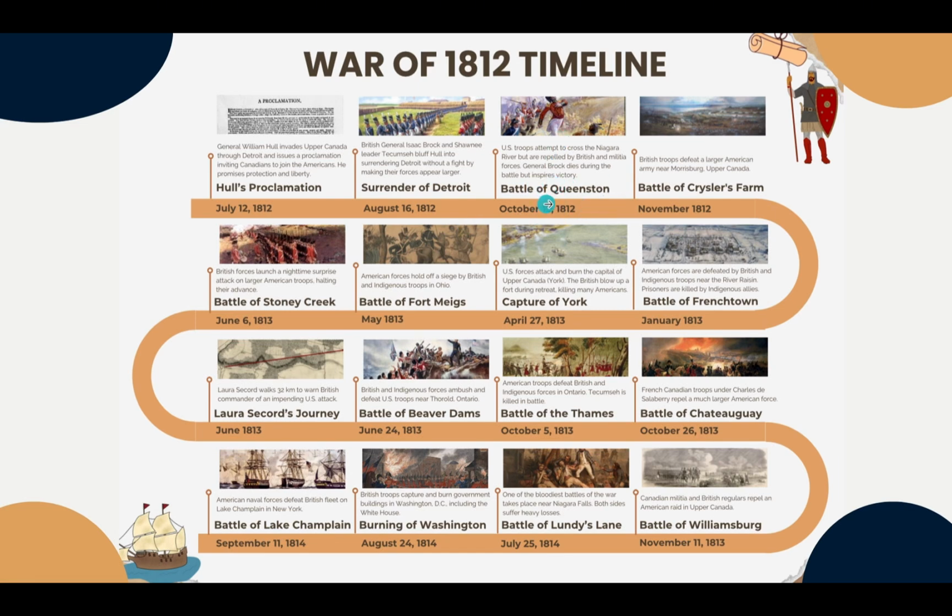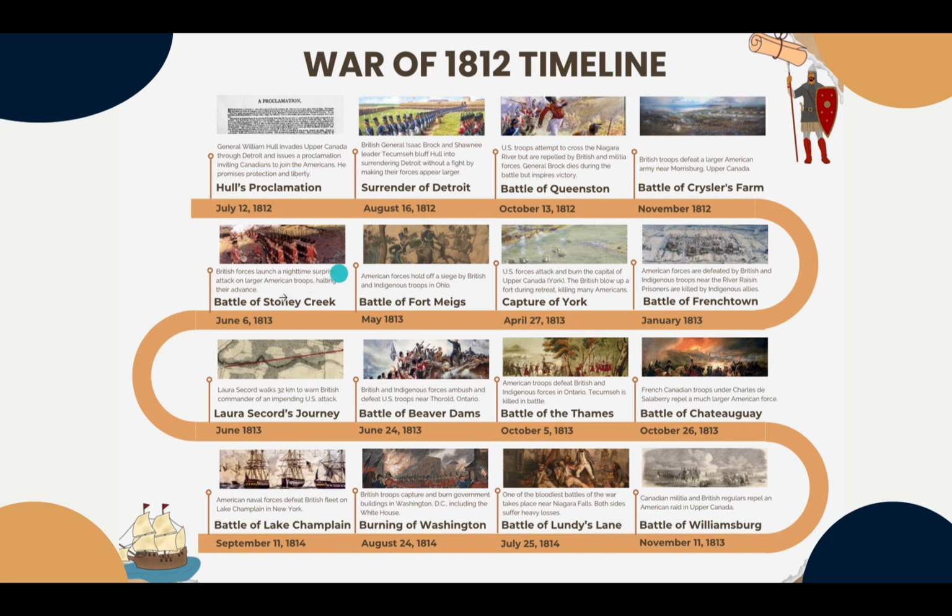Then, on October 13th, during the Battle of Queenston Heights, US troops attempted to cross the Niagara River but were repelled by British, Canadian, and Indigenous forces. Although General Brock was killed, his leadership inspired victory and helped secure Upper Canada. Following that, in November 1812, the British defeated a much larger American force at Crysler's Farm, ending a major attempt to capture Montreal.